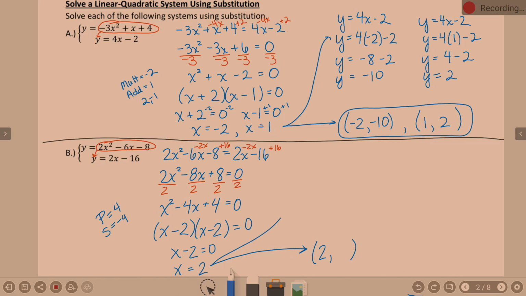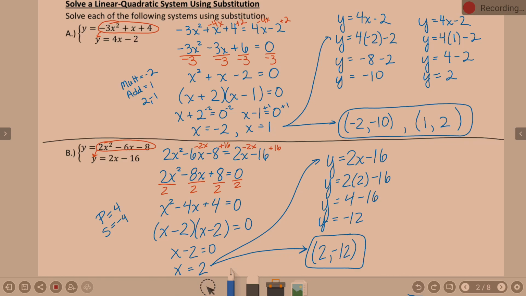Eliazian keeps telling me the bottom one. I don't blame him, though. So y equals 2 times 2 minus 16. 4 minus 16, which is negative 12. So we have a final answer of 2, negative 12. Kind of like their graphs. It just worked out that there was only one answer.